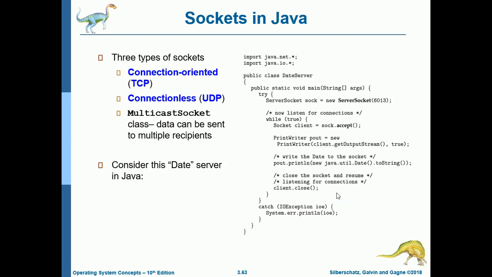Okay, next we have sockets in Java. There are three types of sockets. We have connection-oriented, or TCP, the Transmission Control Protocol. This is the standard protocol used in the internet.